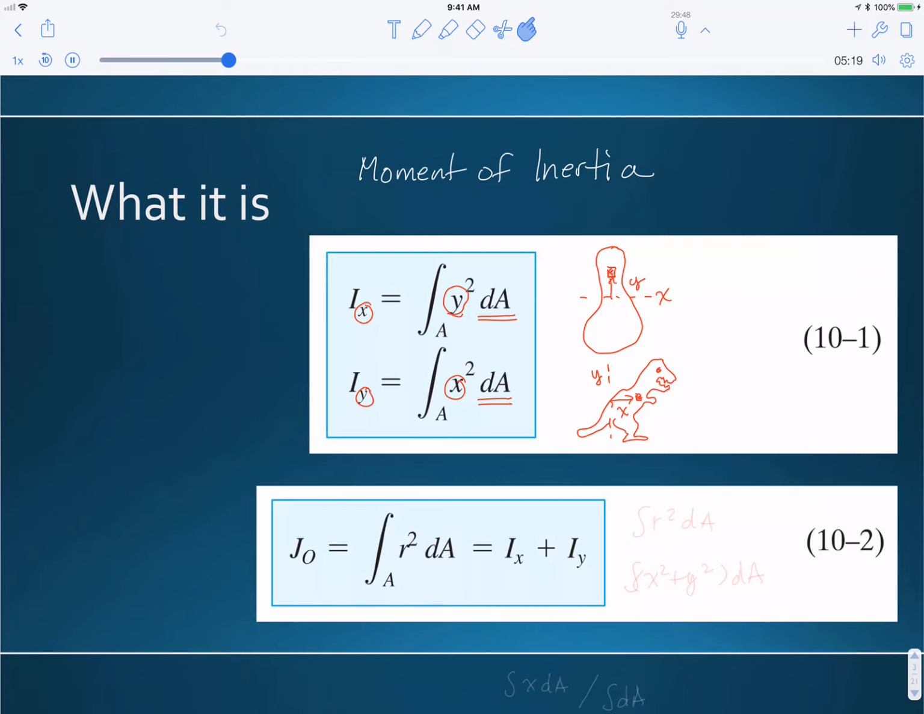And lastly, the polar moment of inertia, J, is integral r squared dA, but from Pythagorean theorem, r squared is just x squared plus y squared, dA, and so that's integral x squared dA, which is Iy, and integral y squared dA, which is Ix. So if you just add Ix and Iy, you get the polar moment of inertia, J.